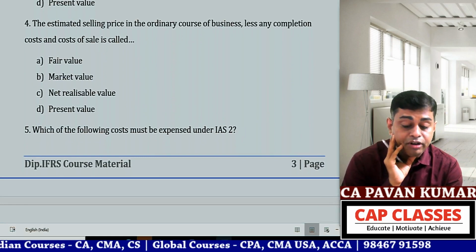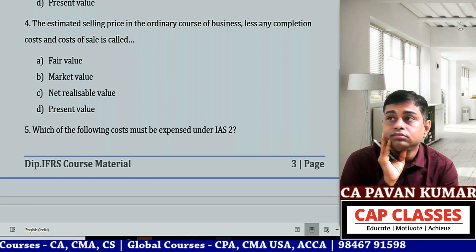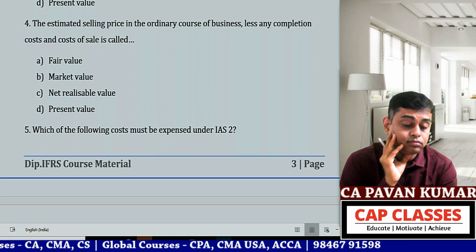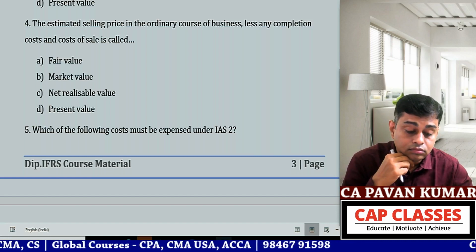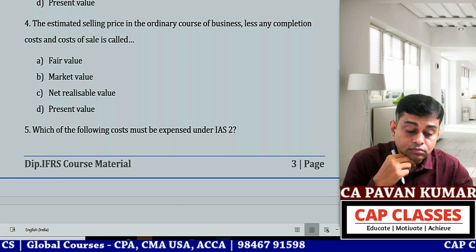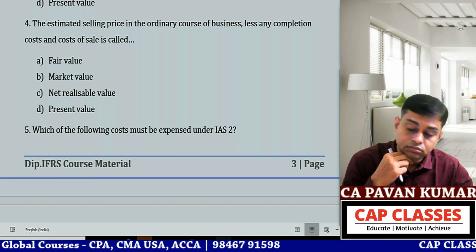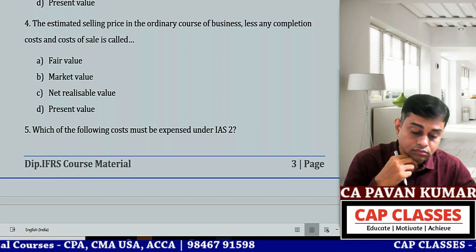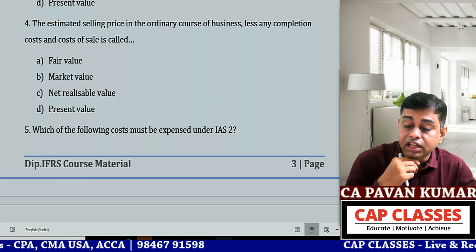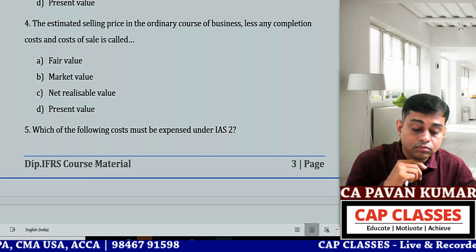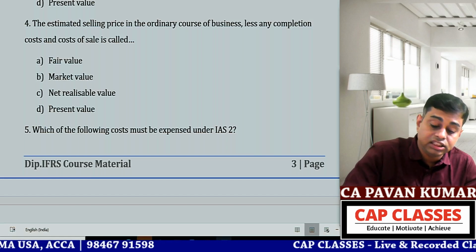Omar, can you read question number 4? Yes, sir. The estimated selling price in the ordinary course of business, less any completion costs and costs of sale, is called: A, fair value; B, market value; C, net realizable value; D, present value. Superb. Tell me the answer. Net realizable value. Correct.